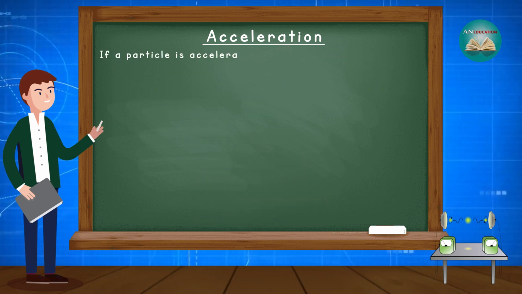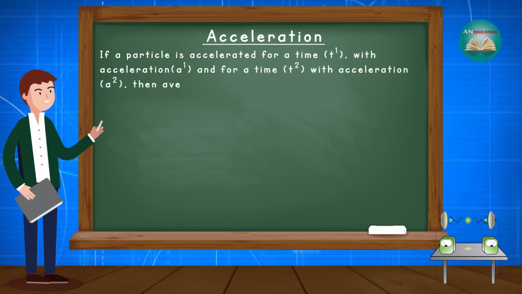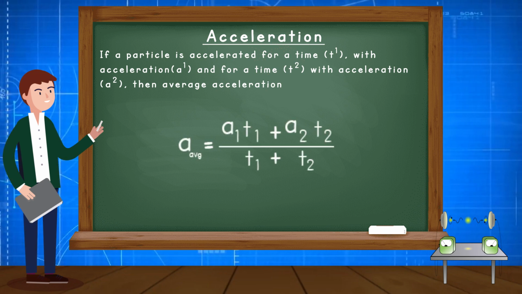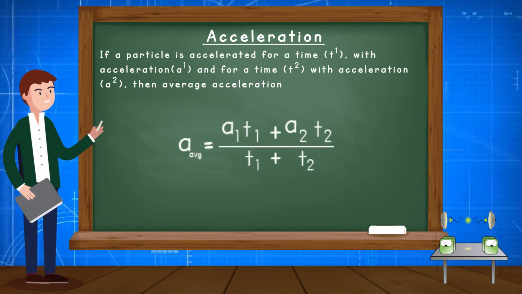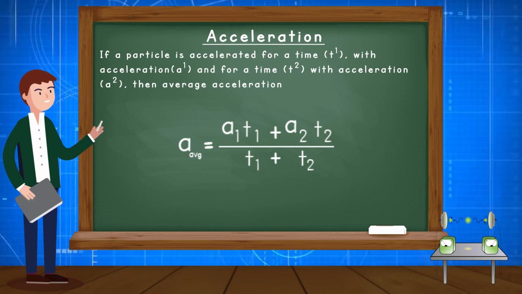If a particle is accelerated for a time t1 with acceleration a1 and for time t2 with acceleration a2, then average acceleration a average is equal to (a1 t1 plus a2 t2) upon (t1 plus t2). This is the formula of average acceleration.